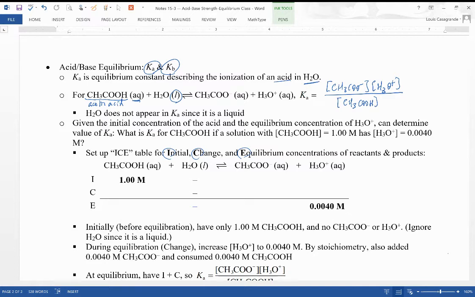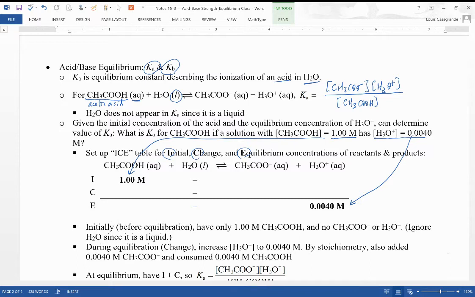So here we have a solution that has an initial concentration of acetic acid of 1 molar, and I've got that filled in under our I. So that's right here, our initial concentration of the acetic acid. And I tell you that at equilibrium, the concentration of the H3O+ is 0.0040 molar. I wish that M had been on the previous line, but that's okay.